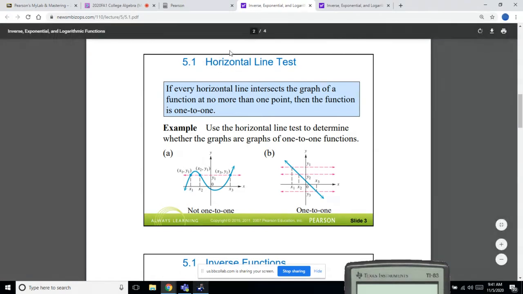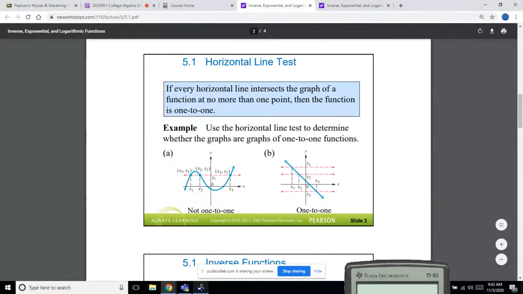the horizontal line test. Now, in an earlier section, we looked at the vertical line test. And remember that vertical line test tests for functions. You would draw a vertical line, and if the vertical line intersects the graph at no more than one point, then you have a function. The horizontal line test operates in a certain way, but it doesn't test for functionality. It actually tests if your graph is one-to-one.